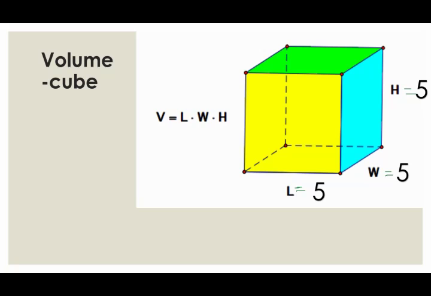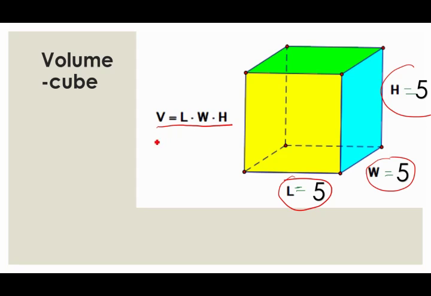So volume, each different shape has a different equation. So the volume of a cube, the equation is volume is equal to length times width times height. And so for a cube, they're all the same length. You see our length here is 5, our width is 5, and our height is 5.